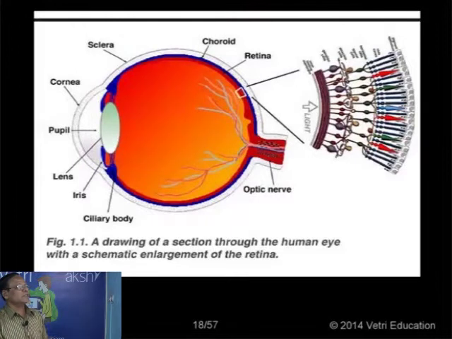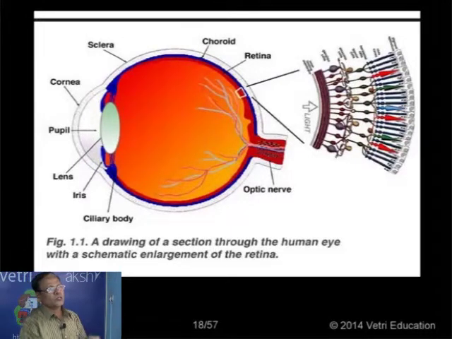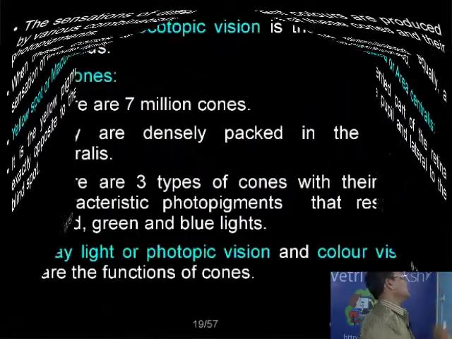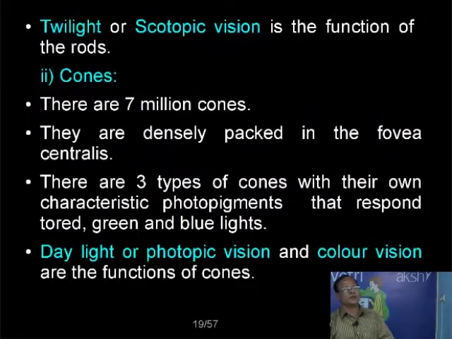Now once again, the arrangement of rods and cones: you can see the red-colored structures are cone-like and the others are rods, and they are normally arranged towards the outer side. Now let's talk about the function of rods. Rods are responsible for seeing objects in dim light. That is what is called twilight vision, also called scotopic vision. So seeing an object in dim light or twilight is called scotopic vision, and that is the main function of the rods.